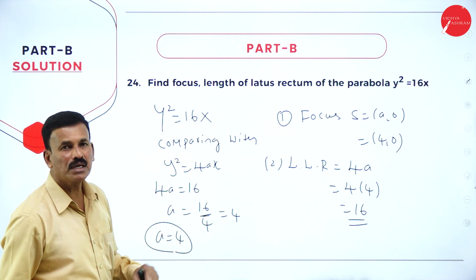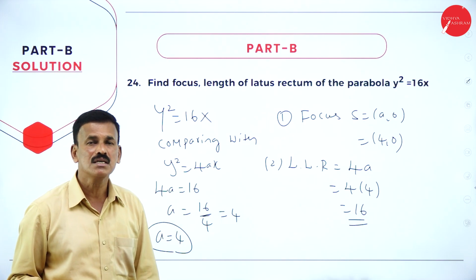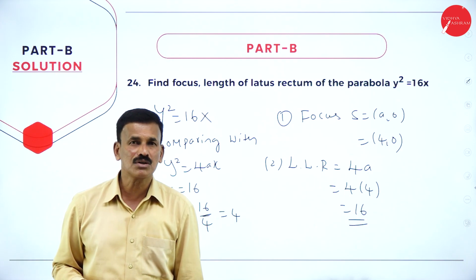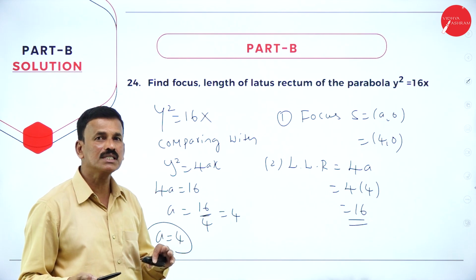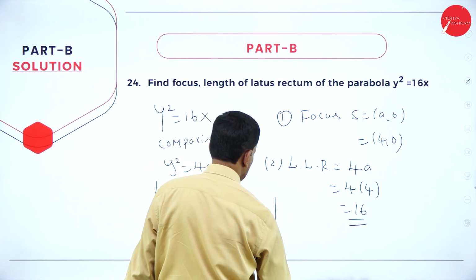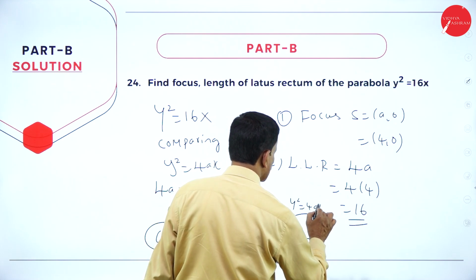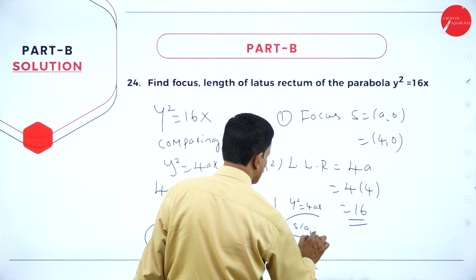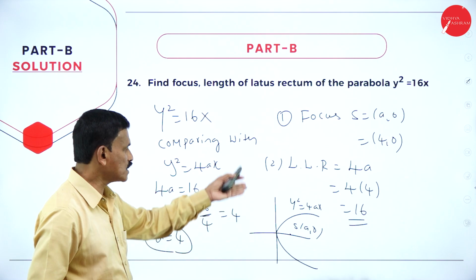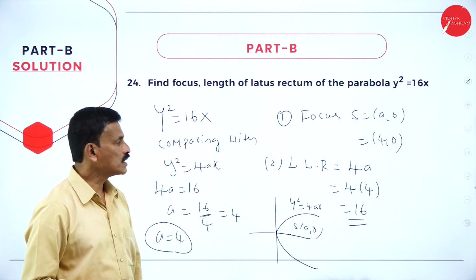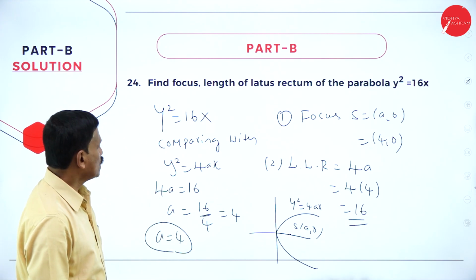That's it. Just compare with the standard equation. Y square is equal to 16x with standard equation y square is equal to 4ax. 4a is equal to 16. A is equal to 4. Then the focus S is equal to a, 0 because y square is equal to 4ax is nothing but the equation of a parabola which is opening right side. This is the standard equation. That means this is the focus, a comma 0. So a comma 0, 4 comma 0 is the focus, and the length of latus rectum LLR is 4a. That is 4 into 4 is 16. That's it. Hope you followed. Now move on to the next problem.